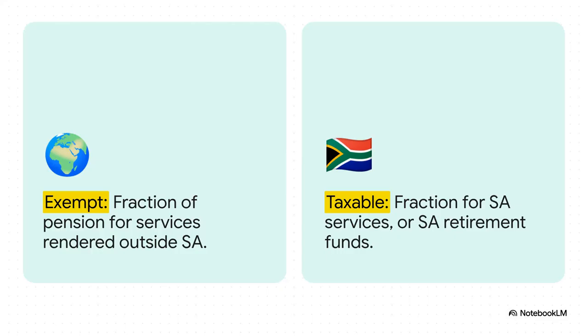Now, what about foreign pensions under Section 10(1)(gC)? This is all about geography and time. You have to use an apportionment ratio based on time. Only the exact fraction of years that the person worked outside of South Africa is sheltered by the exemption. Any portion relating to services rendered inside South Africa, or honestly any payout coming from a local SA retirement fund, that gets taxed. Simple as that.